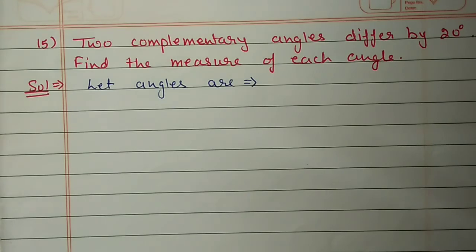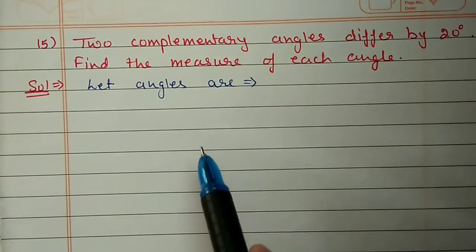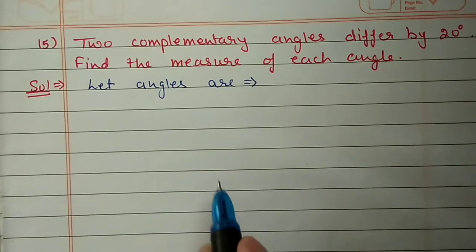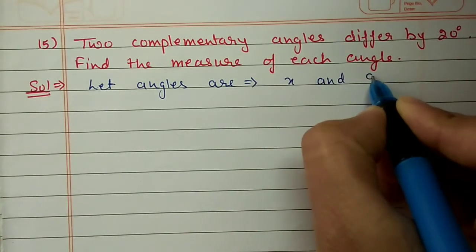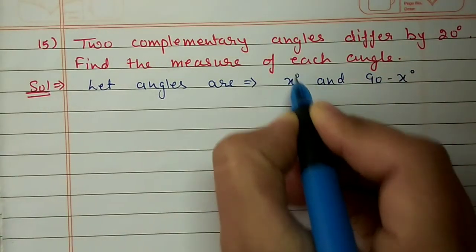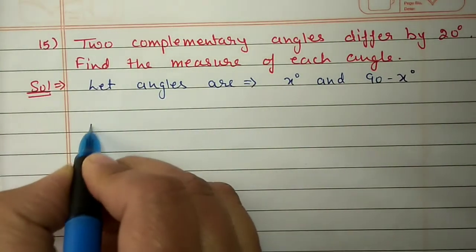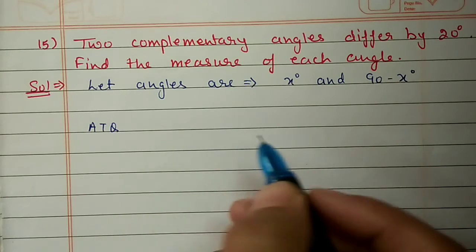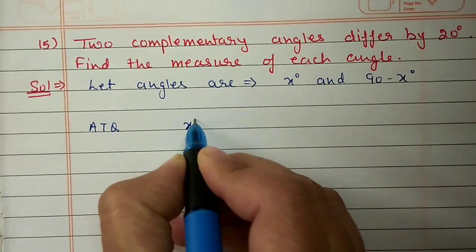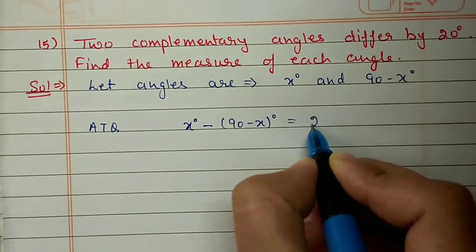Next question number 15. Two complementary angles differ by 20 degree. Find the measure of each angle. So complementary angle means two angles whose sum is equal to 90 degree. So let the angles be x and 90 minus x, because their sum is 90 degree. So if first angle is x, another one will be 90 minus x. Now according to the question, their difference is 20 degree. Means if we subtract them, anyone you can keep at first place. So x minus 90 minus x is equal to 20 degree.